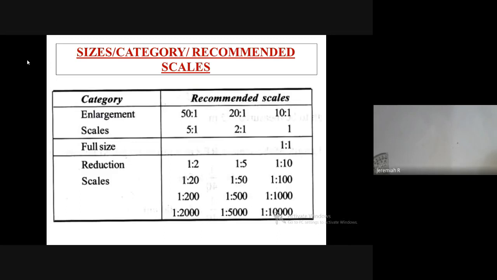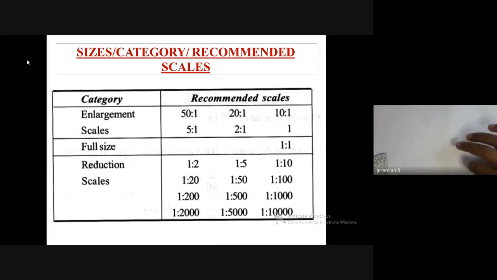These are the standard sizes, the recommended scales. So 1:2, 1:5, what is the meaning? If the original size is 50 and you use 1:2, then 50/2 is 25 mm, which you have to draw in the drawing sheet. Okay, is it clear? If it is a reducing scale and you want to use 1:10, then when the original size is 1000 mm, what you have to do is 1000 divided by 10, and that you have to draw in the drawing sheet.